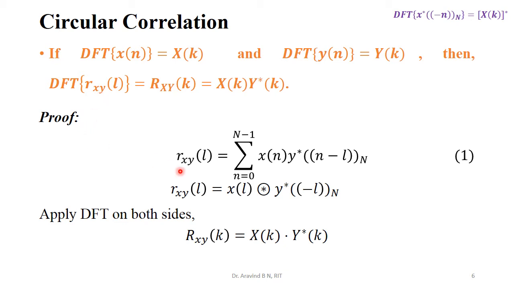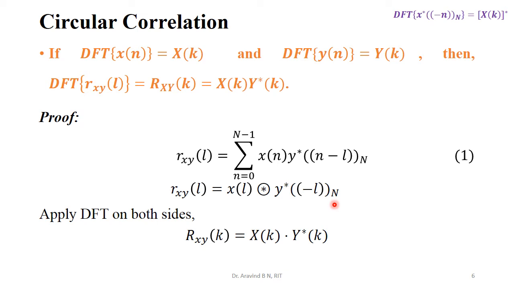Now getting into the proof, Rxy of L, this is the representation for the correlation. Rxy of L will be equal to summation n is equal to 0 to n minus 1 x of n y conjugate of n minus L with respect to n. Now this realization in terms of a circular convolution, we can realize that as Rxy of L will be equal to x of L convolved with y conjugate of minus L with respect to n.